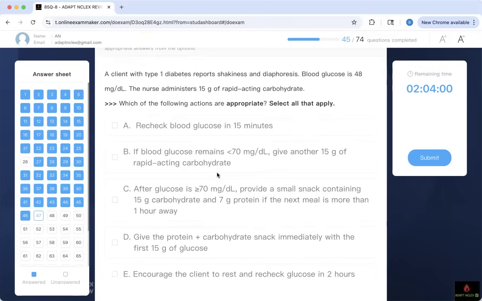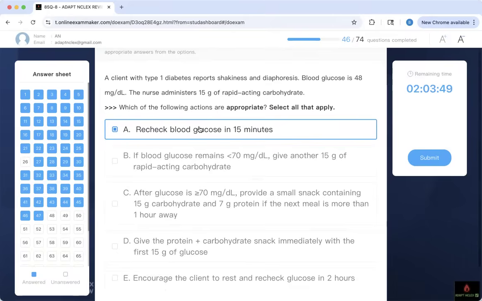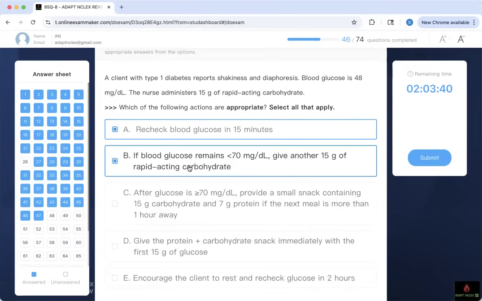When somebody is hypoglycemic, the first thing you do is give 12 to 15 grams of glucose. You wait 15 minutes and check it. Don't do anything else in between. Wait 15 minutes to make sure what you did was effective. If their blood glucose is less than 70, give them another 15. But if it's more than 70, then give them something to prevent them from becoming hypoglycemic again.